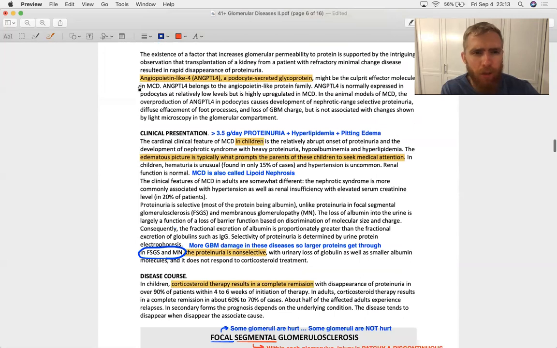We think that the molecule that gets T cells popping off initially might be this angiopoietin-like 4, which is a glycoprotein made by podocytes, which would explain why T cells would localize really close to podocytes before they started to produce all these injurious cytokines.